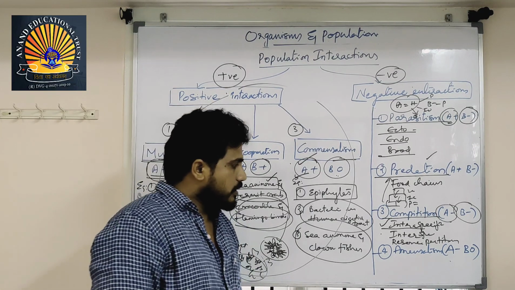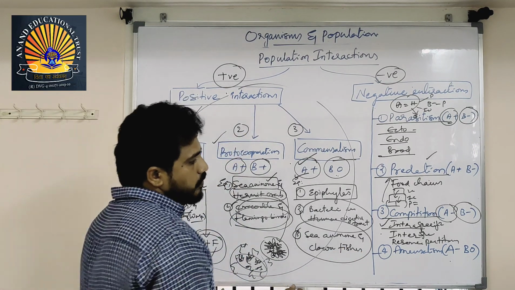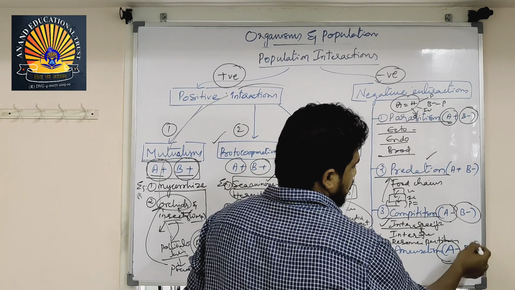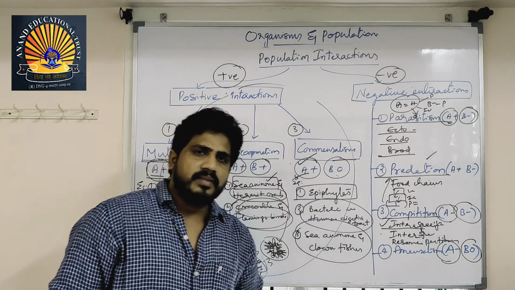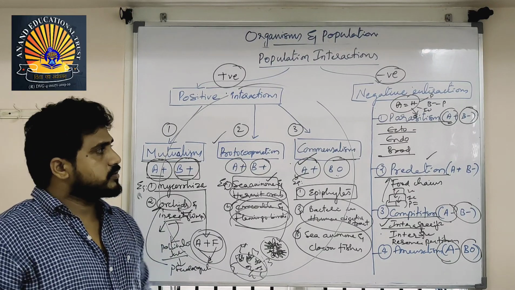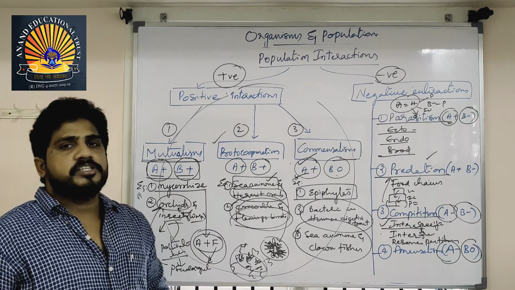Just like amensalism. In amensalism, one organism is going to be lost, another organism is neutral. So here are some examples of insects also. So this is all together population interactions.